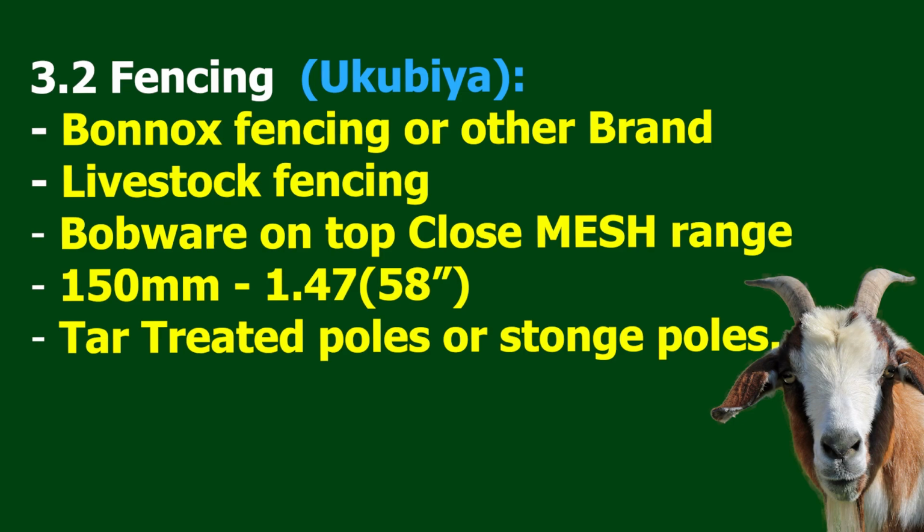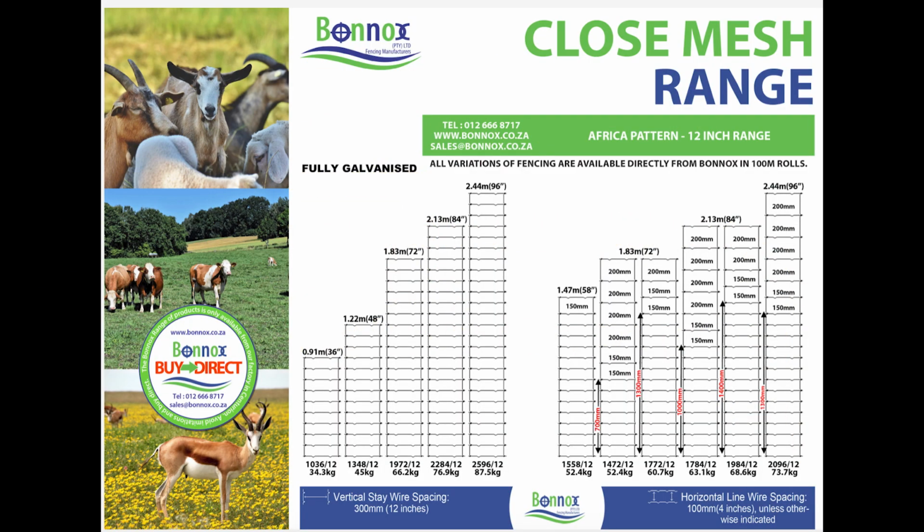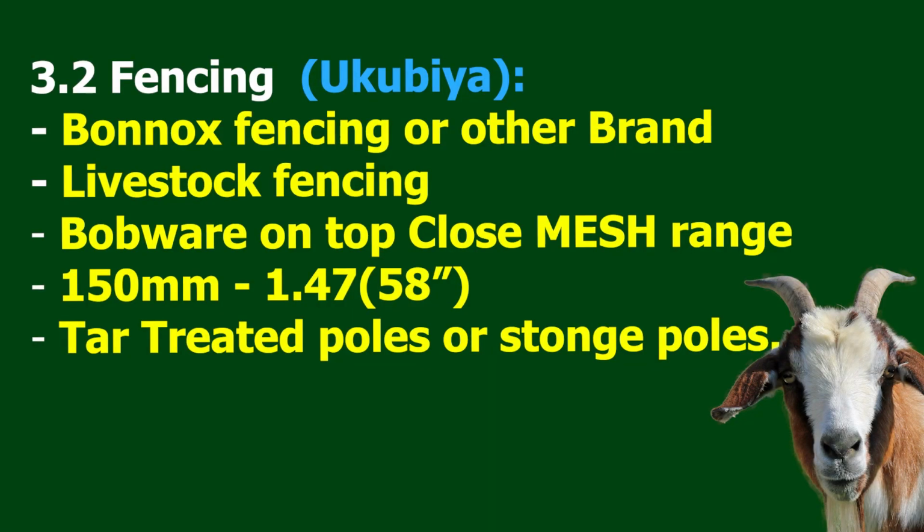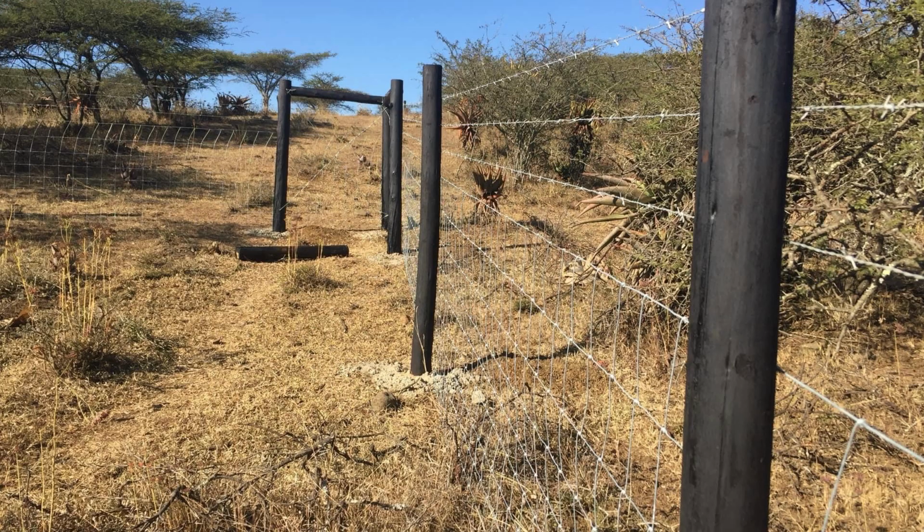For fencing, what type of fencing will you be using to create your camps, as well as to fence out the farm or the operation site? Bonox fencing is the best type of fencing to be used for goats because it is wider on the top and more narrow at the bottom. Just go and ask for Bonox fencing, galvanized livestock fencing with barbed wire to the top and mesh range with about 150 millimeters, and the poles you should use are tar poles or strong poles in order for them to be resistant to termites and other external parasites that might want to eat the poles.